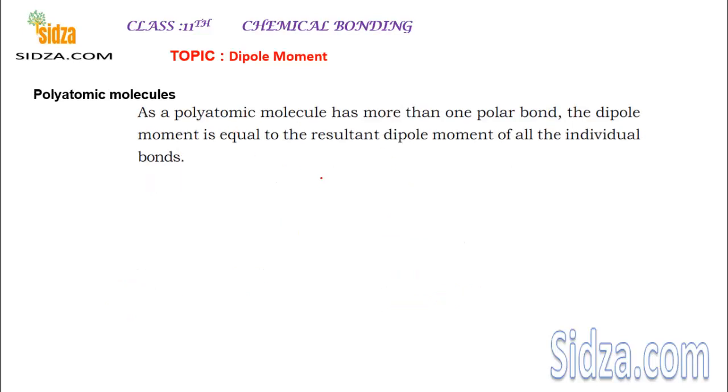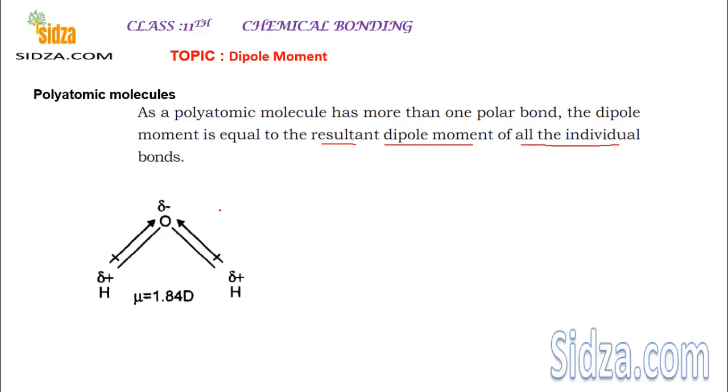For a polyatomic molecule, the net dipole moment is equal to the resultant of the dipole moments of all the individual bonds. That means if you have a molecule like water, it has two bonds, and oxygen being the more electronegative atom will pull the electrons, and hydrogen gets a positive charge, right? So this is one dipole here, this is another dipole. The net dipole, the resultant, will be in this direction. So this will be the resultant, or you can say the net dipole moment, of the water molecule.